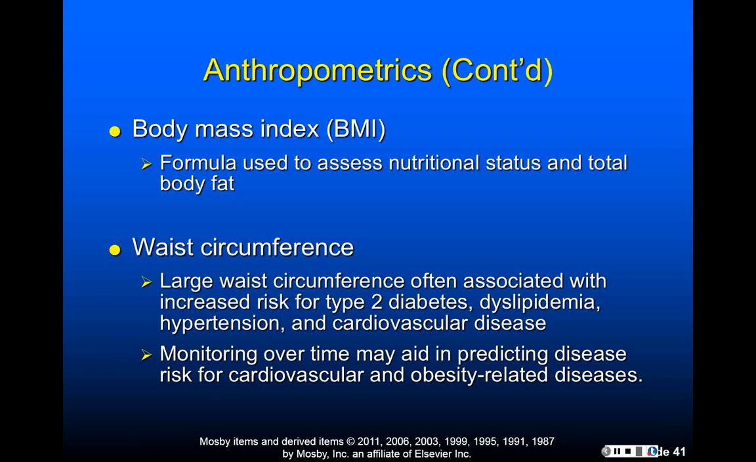Body mass index, or BMI, can be calculated using a simple formula. This is used to assess nutritional status and body fat. The waist circumference measurements may aid in predicting risk for cardiovascular and obesity-related diseases over time. A large waist circumference is often associated with an increased risk for diabetes, dyslipidemia, hypertension, and heart disease.